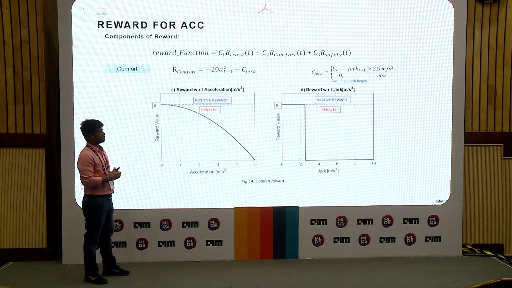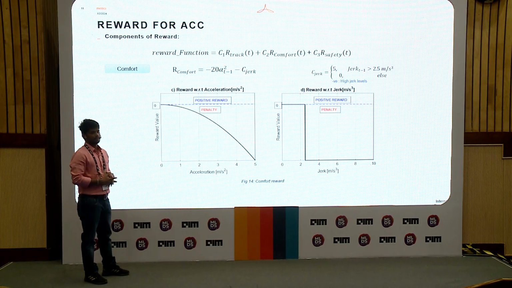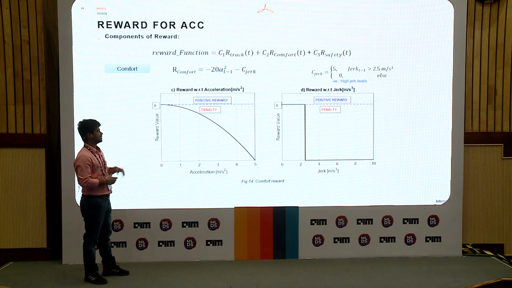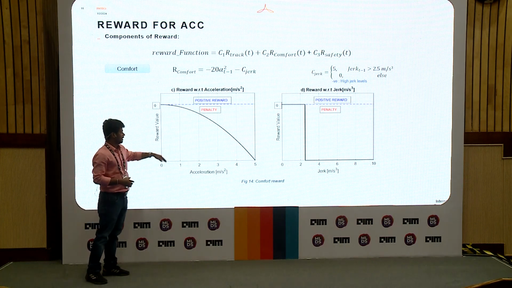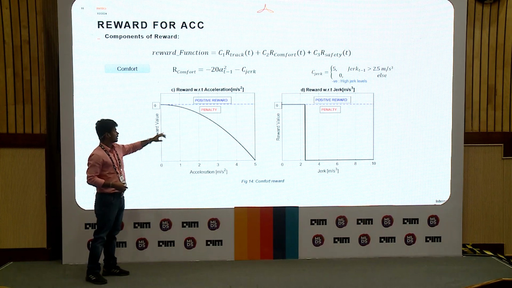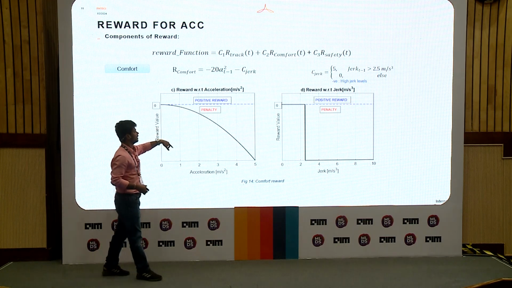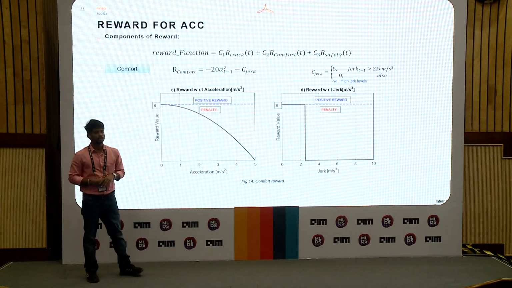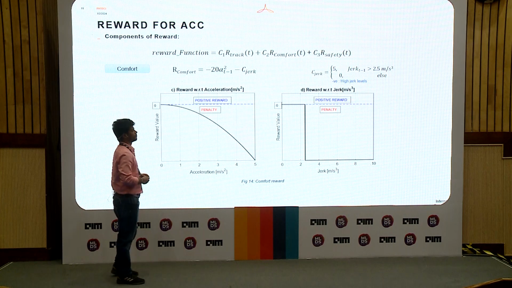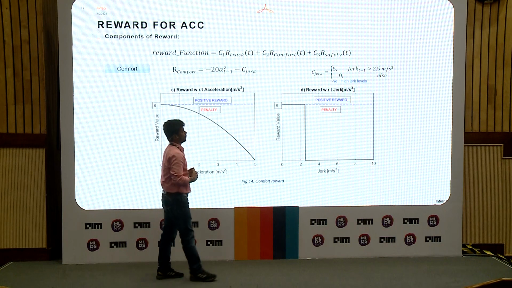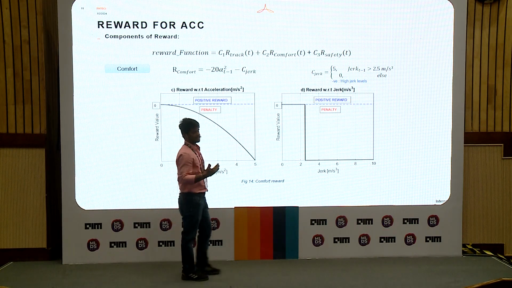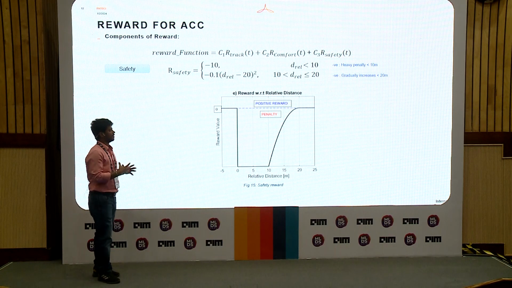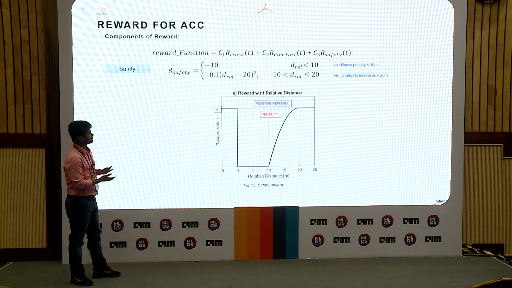Next is comfort. Comfort can be put mathematically in the form of acceleration and jerk. Any higher acceleration will give you some amount of penalty; you are going to incur some penalty. Again, for jerk above 2.5 meters per second cubed, which is the standard as per SAE, you will get a higher penalty for jerk higher than this level. So it's a hard constraint for the algorithm or the agent.